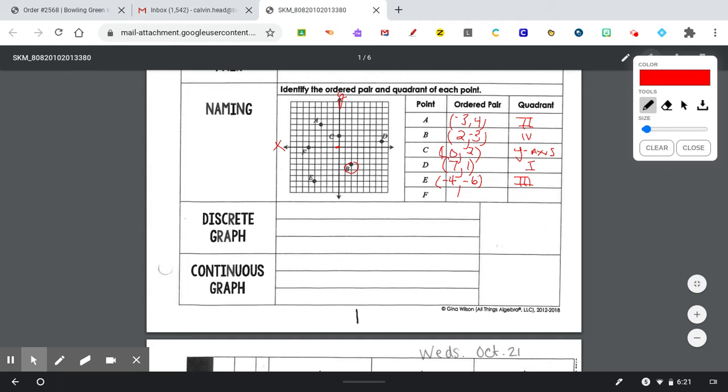And then last is F. F, I go over to the left 5. So that's negative 5. And then I don't go up or down any. So that's 0. And notice how it sits on the X axis. Now we're not going to talk about discrete or continuous graphs right now. So we're going to go to our next page of notes.